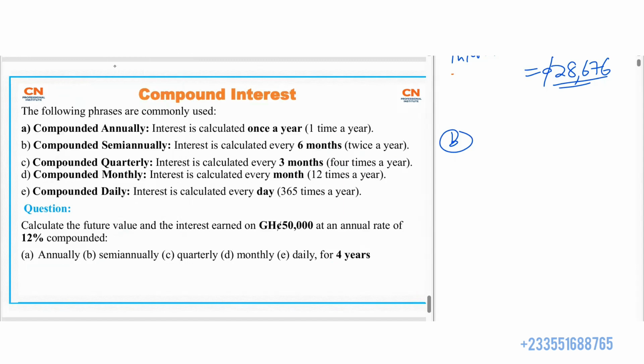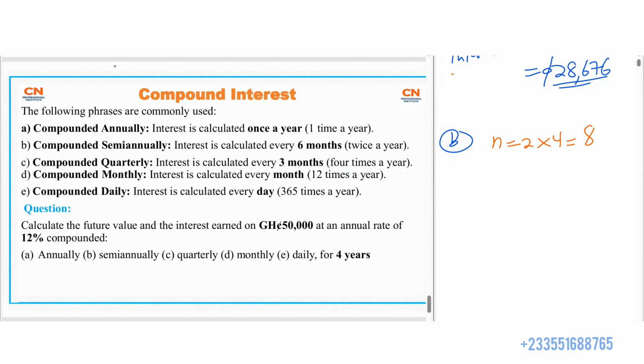All right. So what that means is that if it's compounding semi-annually, meaning it's compounding every 6 months, in a year it will compound twice. So in 4 years, it will compound what? 8 times. So n will be equal to what? 2 times 4, which is 8. Don't forget the n in the formula is not years, it's a period.